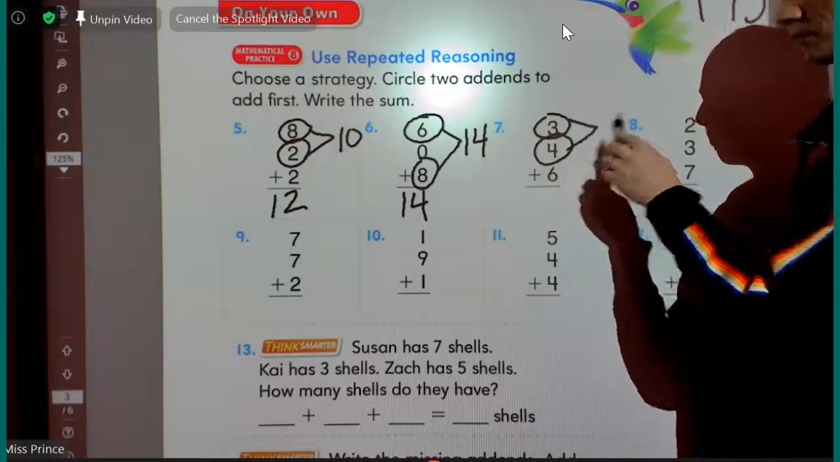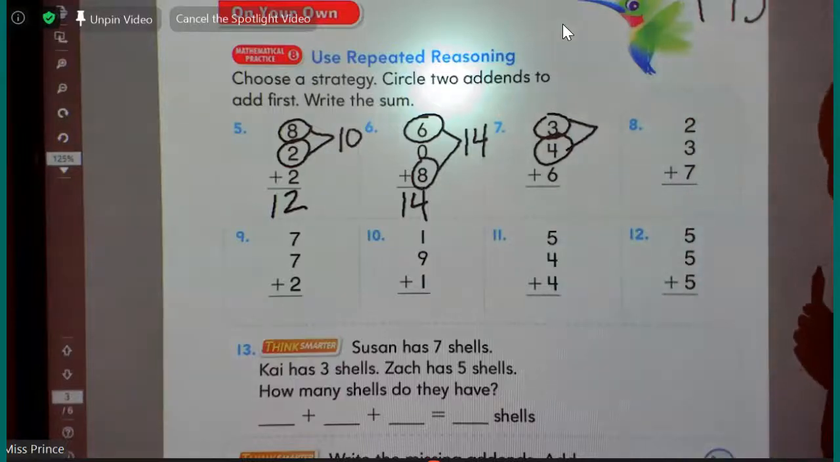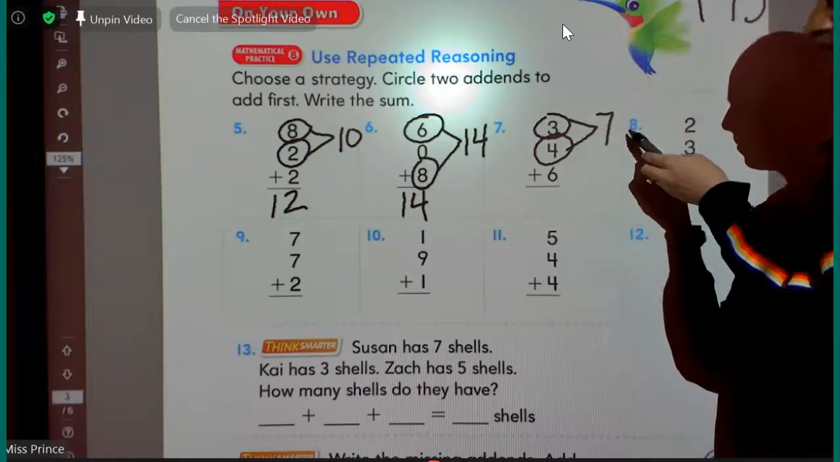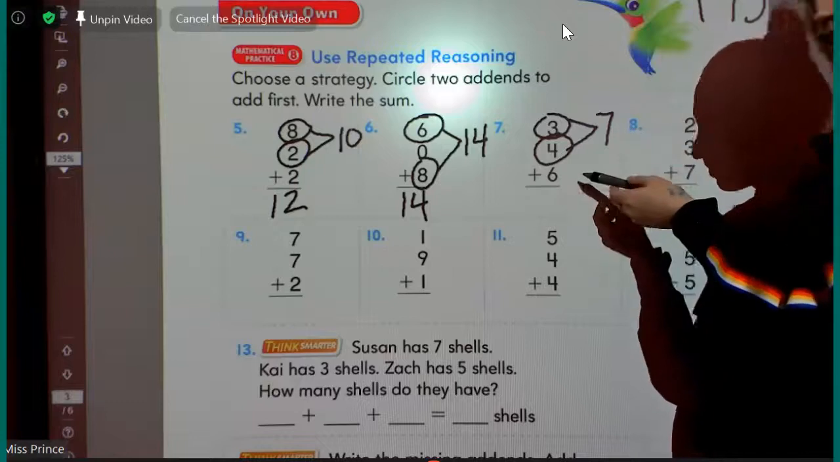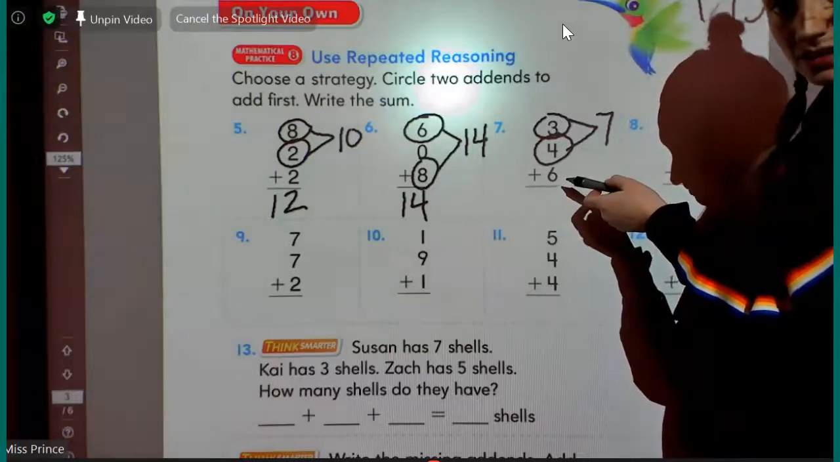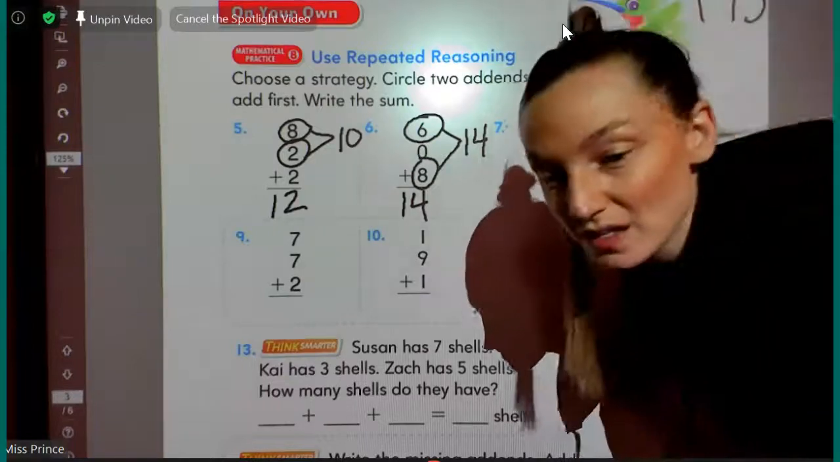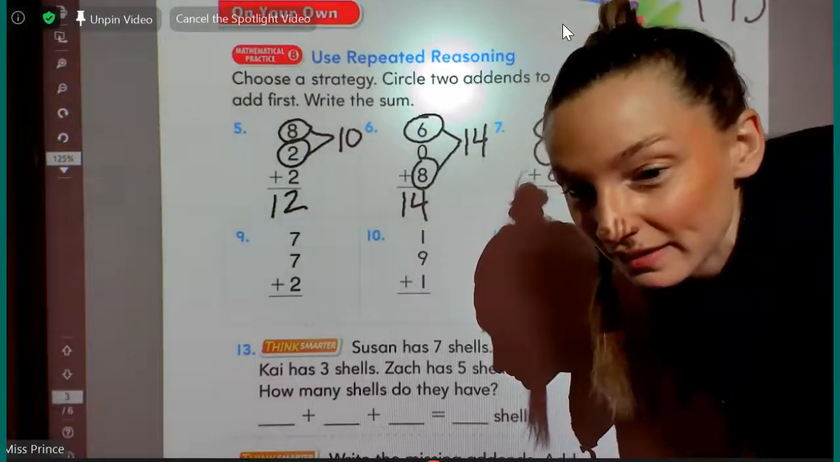And what do you get for 3 plus 4? 7. So now you need to add 7 plus the number we didn't circle, which is 6. I see right away that 7 plus 6 is a doubles minus 1.